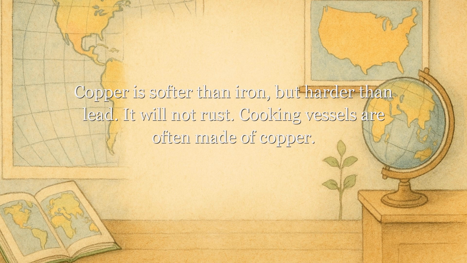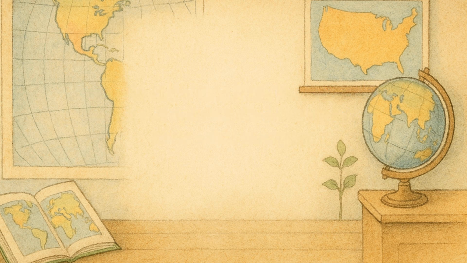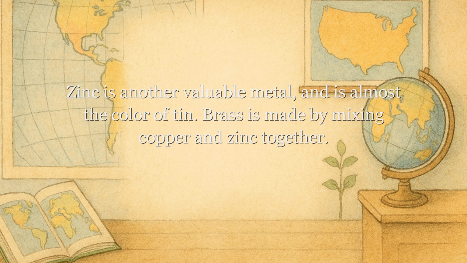Copper is softer than iron, but harder than lead. It will not rust. Cooking vessels are often made of copper. Zinc is another valuable metal and is almost the color of tin. Brass is made by mixing copper and zinc together.